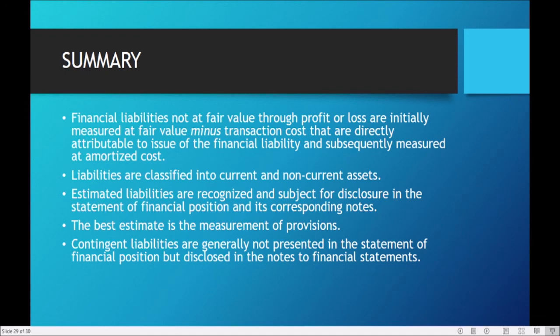Second, liabilities are classified into current and non-current, and estimated liabilities are recognized and subject to disclosure in the statement of financial position and its corresponding notes. The best estimate is the measurement of provisions, such as premium and warranty. Contingent liabilities are generally not presented in the statement of financial position but disclosed in the notes to financial statements. Those are my summary of my discussion about accounting for liabilities, part 1.